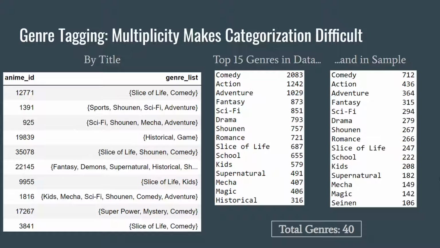If we look at the genre tags attached to these shows, we see that there's a great deal of multiplicity. The number of genre tags greatly exceeds the size of the sample because there are many genres associated with each show. We can also see that the sample is fairly closely aligned with the overall data set in terms of the distribution of genre tags, and there are 40 total genres in the data set.